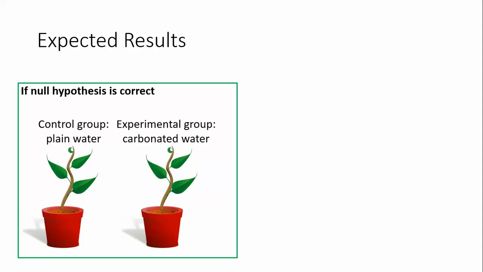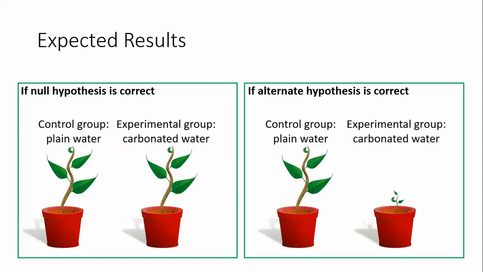So what results would we expect if our null hypothesis was supported by our data versus our alternative hypothesis? If our null hypothesis is the one that we are supporting with our data, we would expect to see the same growth in both groups of plants, or perhaps even a higher growth with our carbonated water group. If the null hypothesis was rejected and you were accepting the alternate hypothesis, then what you would see is different growth between the two plant groups. You would see perhaps normal growth in the control group and very little to no growth in the experimental group.